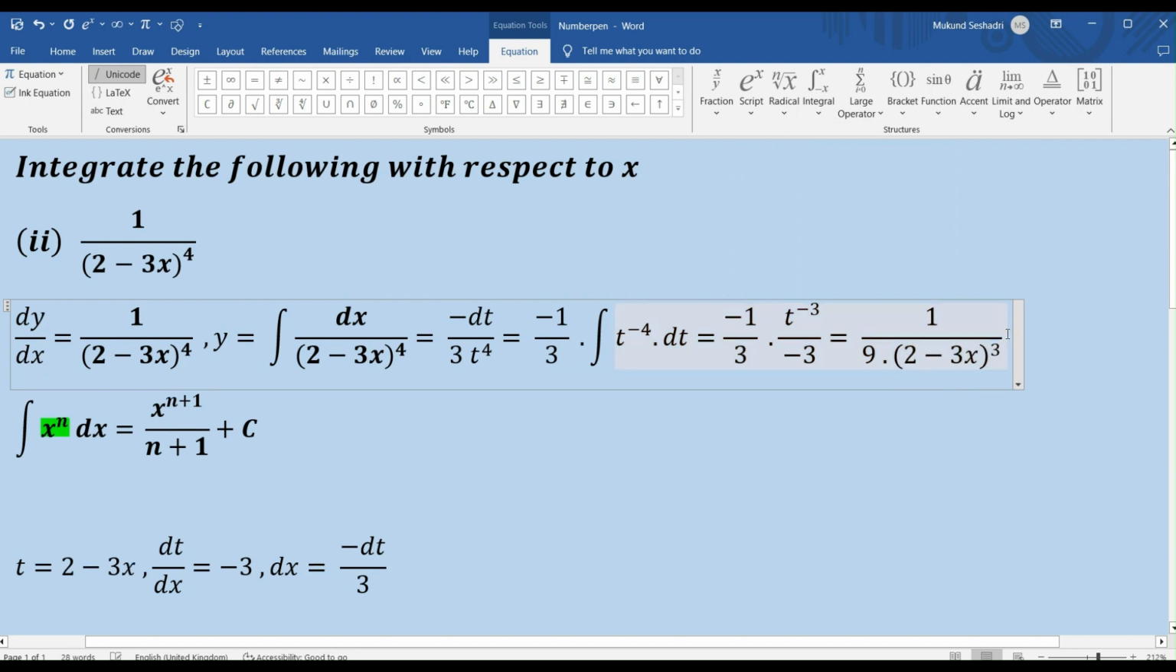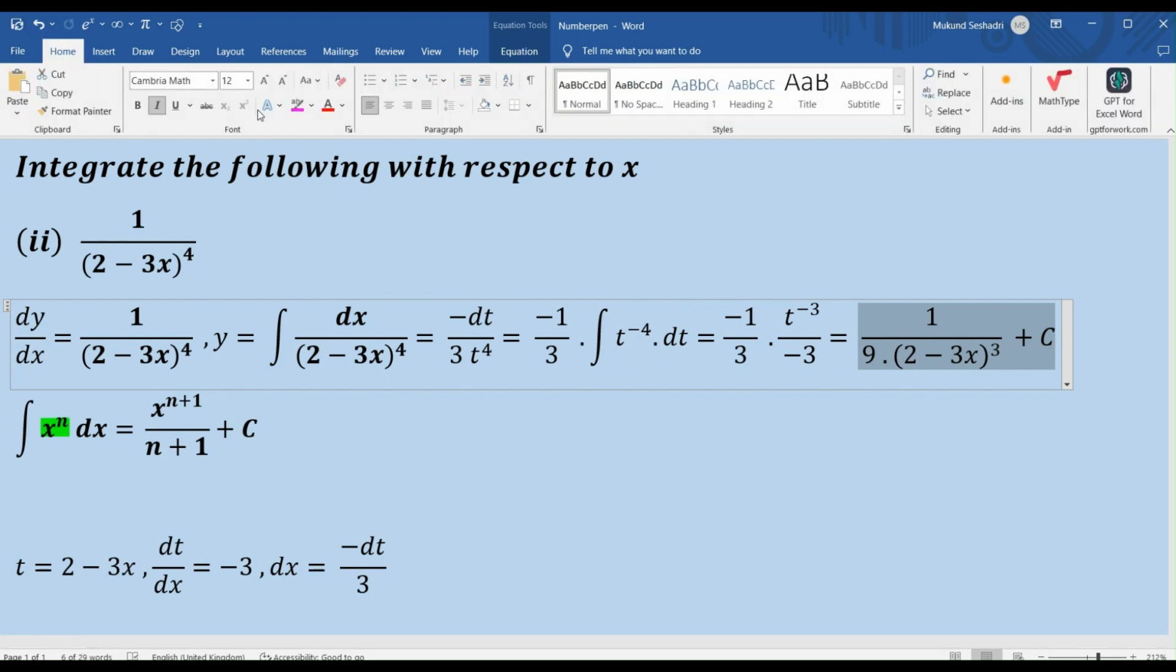And always remember in all these problems, you need to have a plus arbitrary constant, right? So that's our final answer for this particular problem. Let me highlight it in pink.